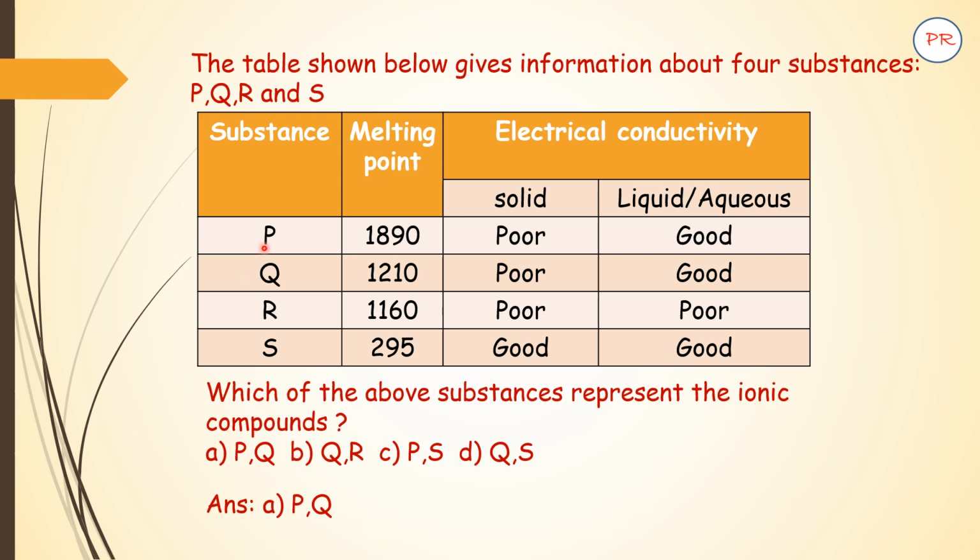See here, for P you will find in solid state conductivity is poor, whereas in liquid and aqueous state it will be good. Same thing for Q also. Here it is poor, but here it is good. So in solid state that substance should have poor conductivity, but in liquid or aqueous state it must have a good conductivity, so that in liquid or aqueous state it will be able to produce ions.